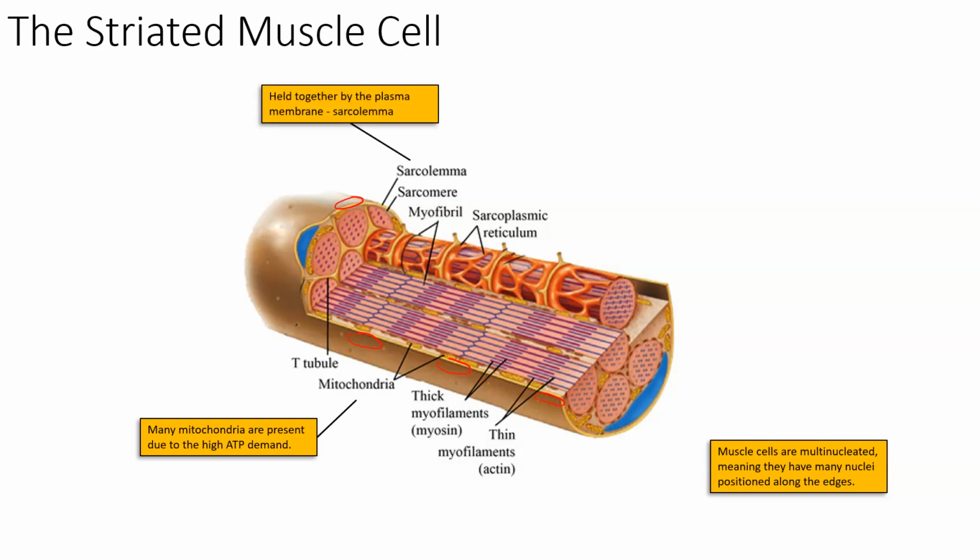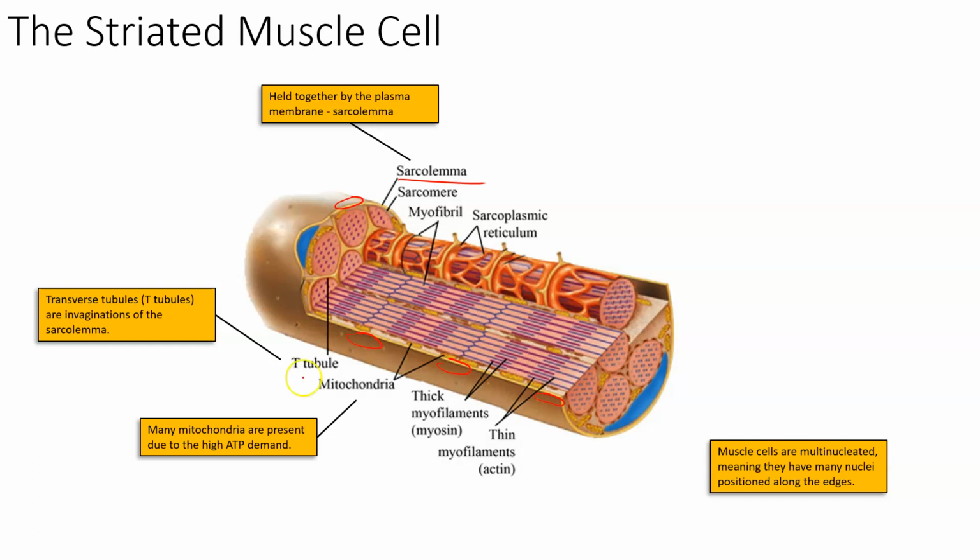These muscle fiber cells are held together by a plasma membrane, which is specific to the muscle fiber or the muscle cell, and it's called the sarcolemma. Okay, and that sarcolemma is a specialized cell membrane that holds all of this structure, and the sarcoplasm, which is like the cytoplasm, inside this cell. We'll talk more about these particular structures in a minute.